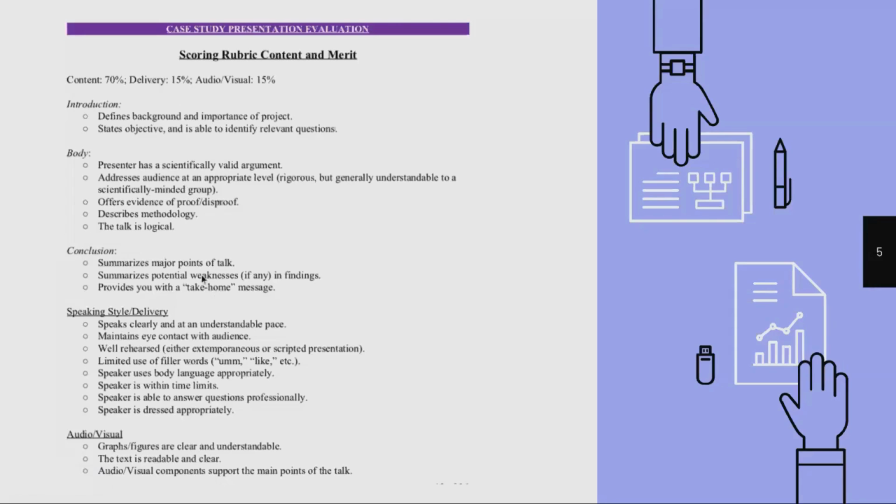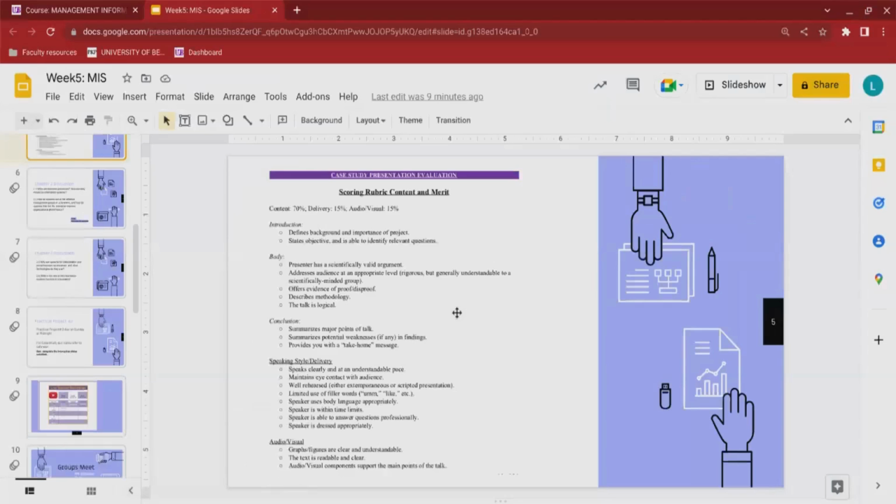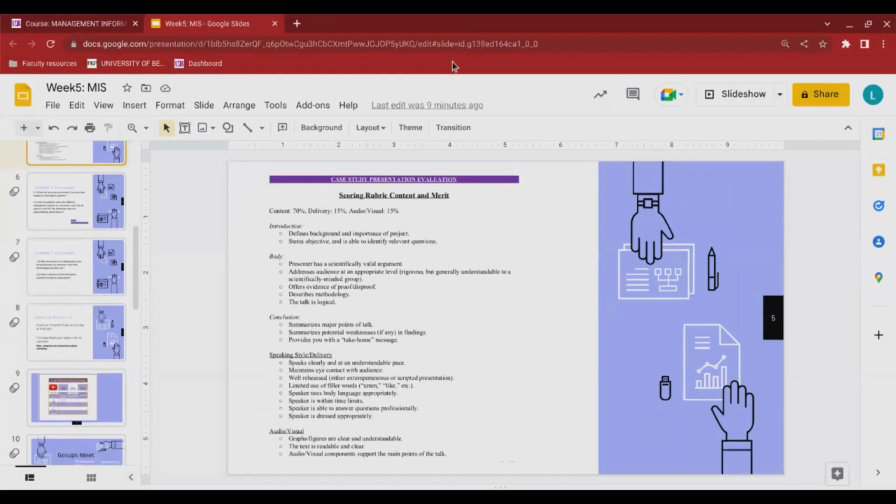You also summarize potential weaknesses, if any, in the findings that you were able to make, and give the class a take-home message. We also ask that you speak at a pace that is understandable and that you use visuals and graphics that are easy to understand, that your text is clear and readable. Most of you have done really well in terms of your audiovisual and engaging the class. However, I would like you to pay attention to how you conclude your presentations. Do you summarize the major points? And do you get the class to give you some feedback on your presentations?